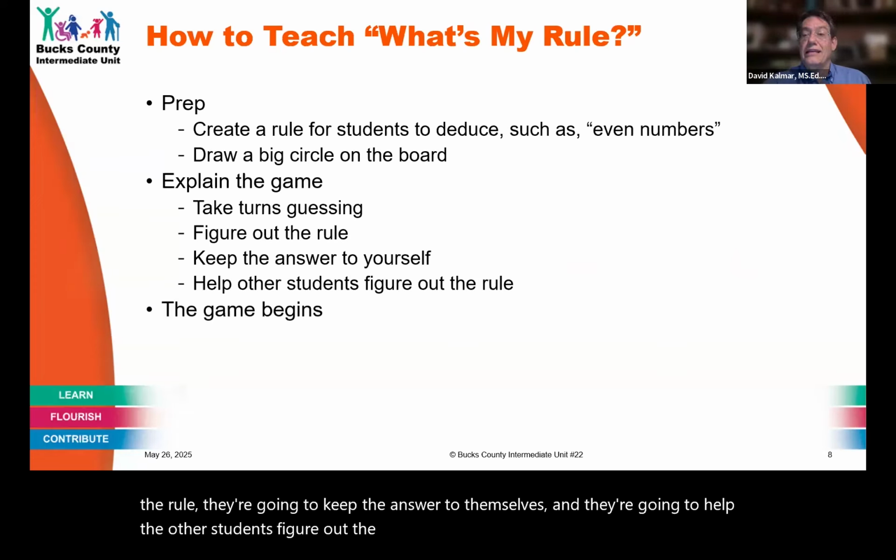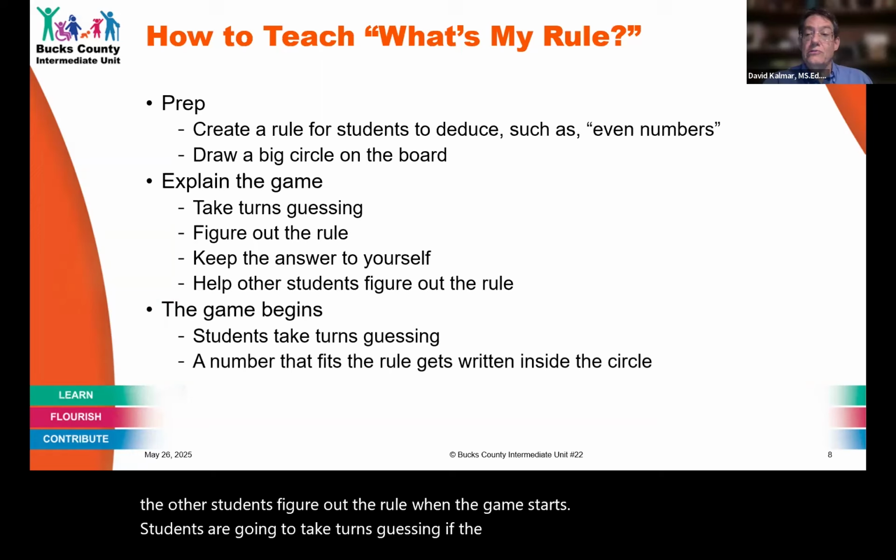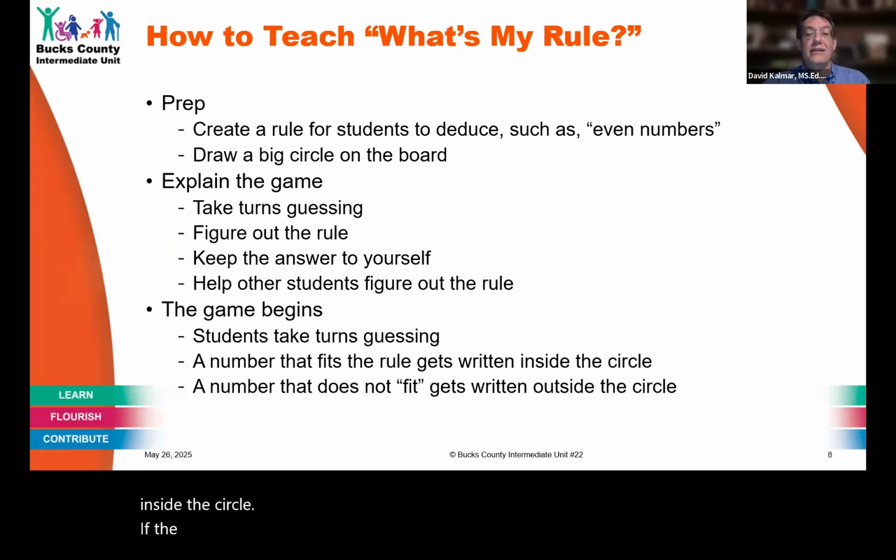When the game starts, students are going to take turns guessing. If the number fits the rule, you write it inside the circle. If the number does not fit, then you write it outside the circle. And you keep going until you're ready to entertain an answer.